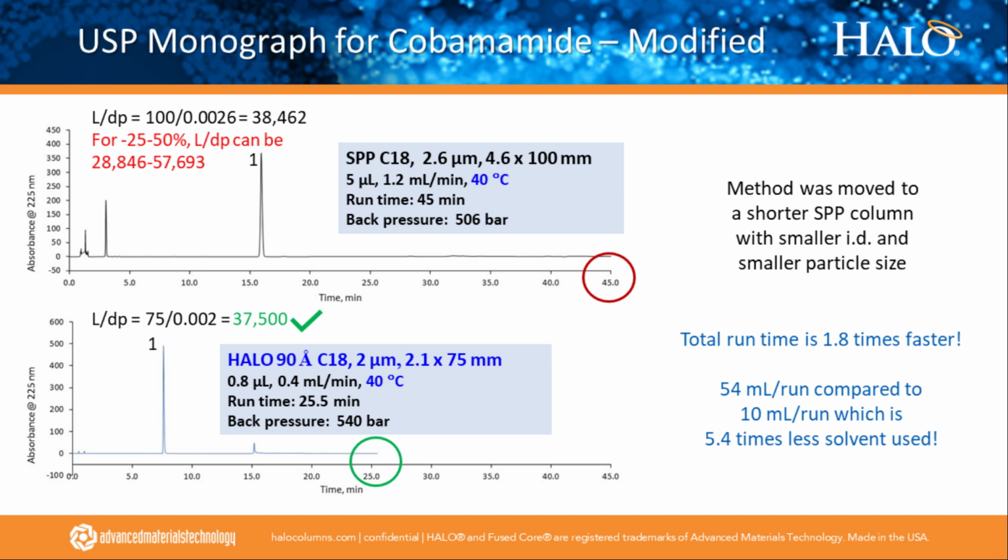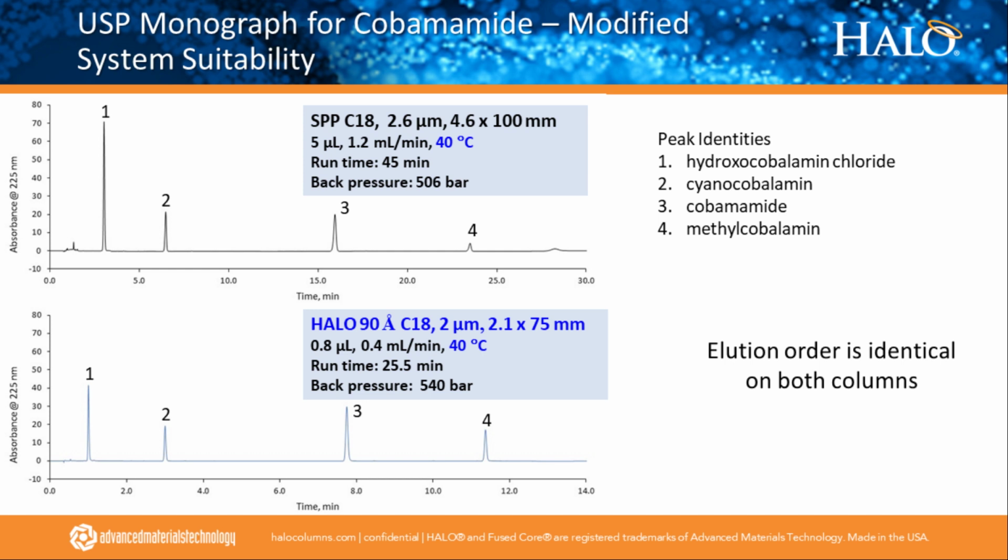So we have 54 milliliters per run for the original monograph method compared to only 10 milliliters per run, which is using 5.4 times less solvent, which is really important for those labs looking to be greener and improve the sustainability of their methods. Again, in terms of the system suitability, you can see that the elution order is identical on both the original monograph column and on the Halo column.